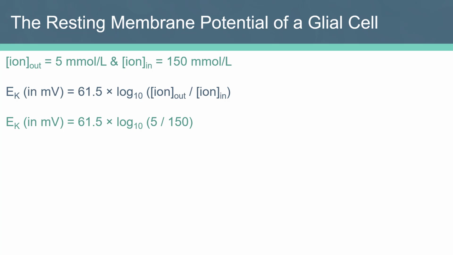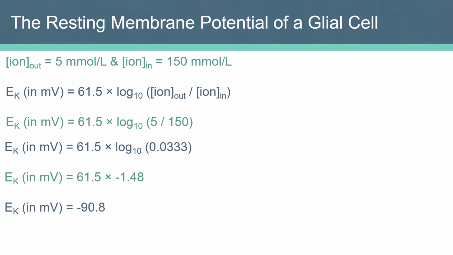The extracellular potassium concentration of a mammalian cell is about 5 millimoles per liter, and the intracellular concentration is about 150 millimoles per liter. Thus, EK equals 61.5 multiplied by log base 10 of 5 divided by 150. The calculated value for EK is negative 90.8 millivolts. Recall that we made the simplifying assumption that the membrane of a glial cell has only potassium channels and is therefore only permeable to potassium.